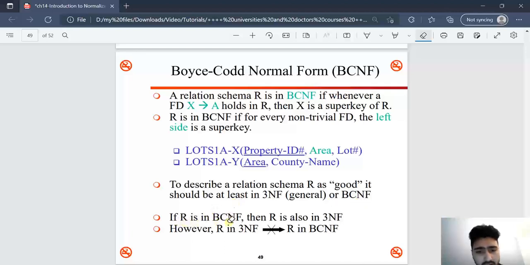So if R is in BCNF, then R is also in 3NF. We notice that if you are in 2NF, then you are also in 1NF, and if you are in 3NF, you achieve all the conditions for 1NF and 2NF. Also, if you are in BCNF, then you achieve all the conditions for 1NF, 2NF, and 3NF.